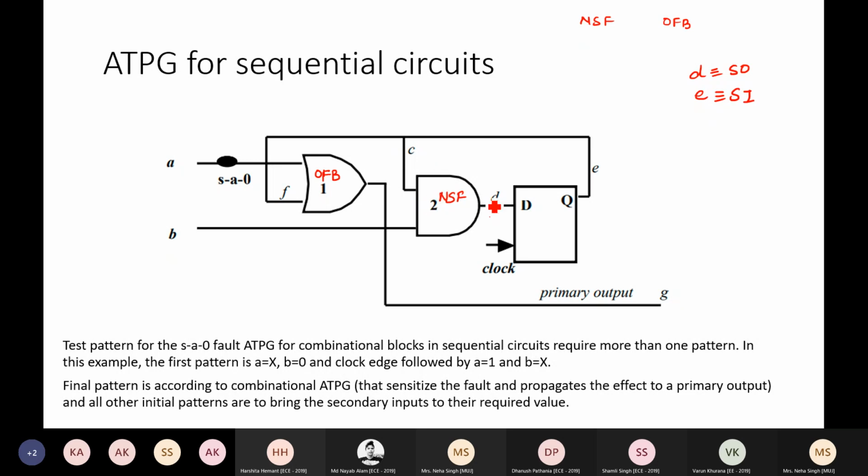But the output D is not directly observable, right? I cannot see it at the output. This is something inside the circuit. So this becomes my next state function, right? And I have a flip-flop which runs on a particular clock. Now I try to detect this stuck-at fault at one of the primary inputs A.